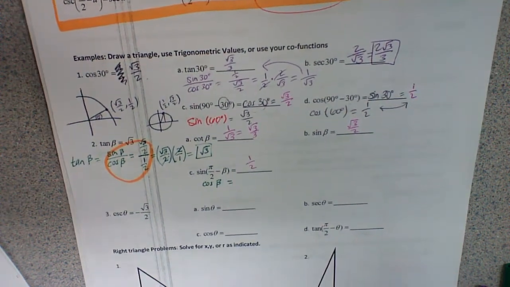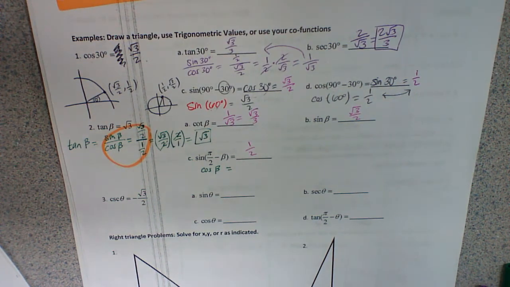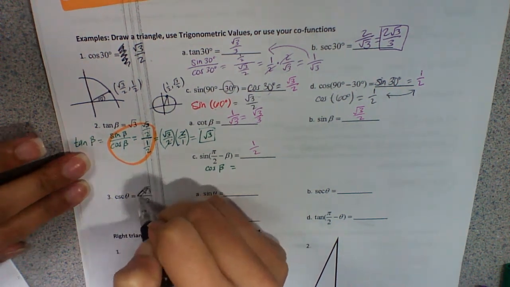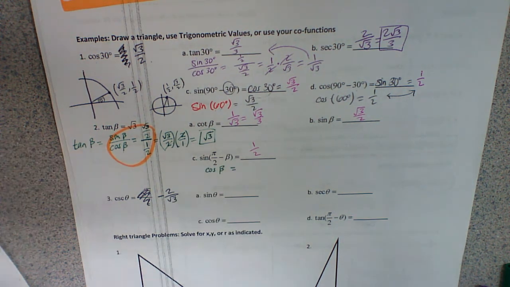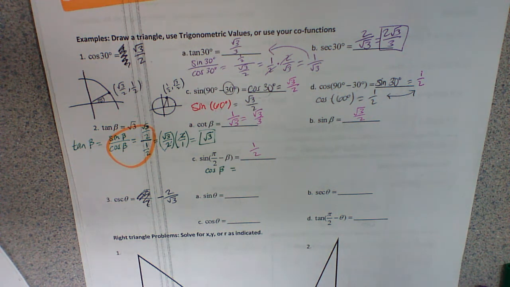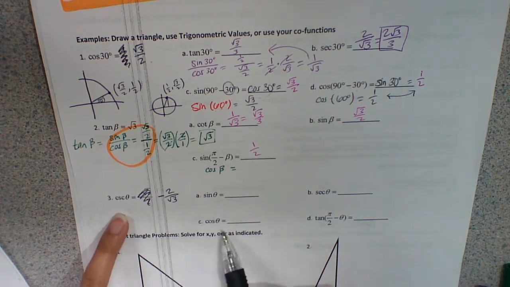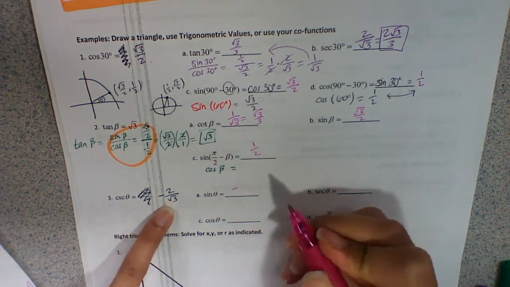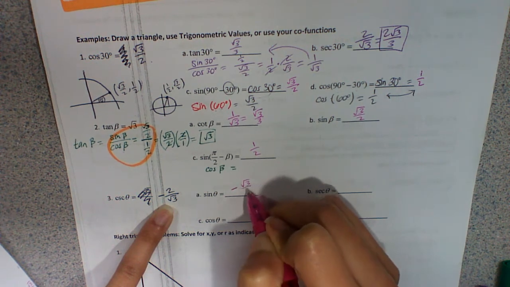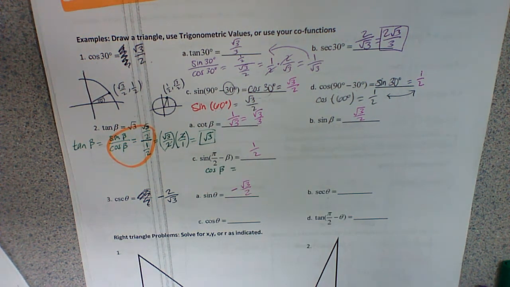Okay, number 3. There's another typo for you. Sorry, you guys. This should be just the reciprocal, so it should be negative 2 over root 3. You might have an idea now, this is also on the unit circle, and I can fill in one of these because I know cosecant is a reciprocal of sine, so I'm going to fill that in. Your sine value will simply be negative root 3 over 2. So there's that.